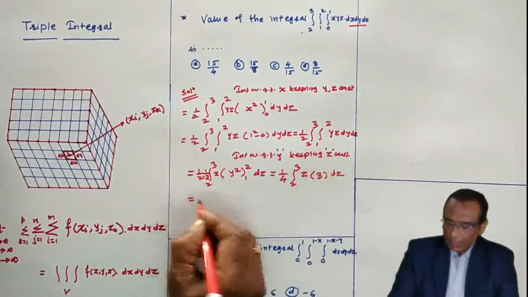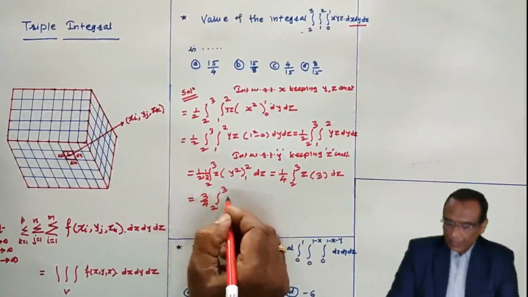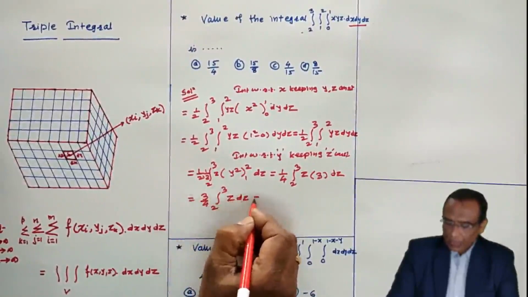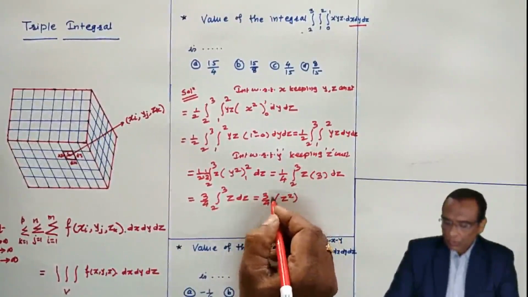Now this 3 I am taking outside, 3 by 4, integral 2 to 3. The integral of z with respect to z is z square by 2. This 2 I am writing here.